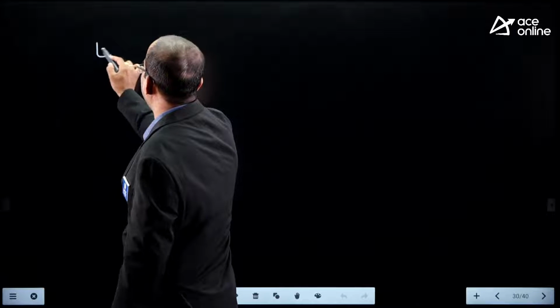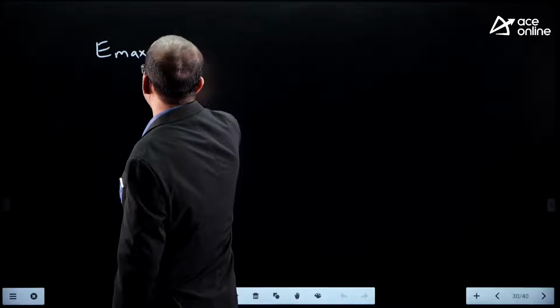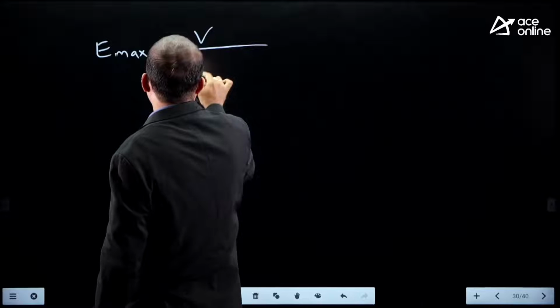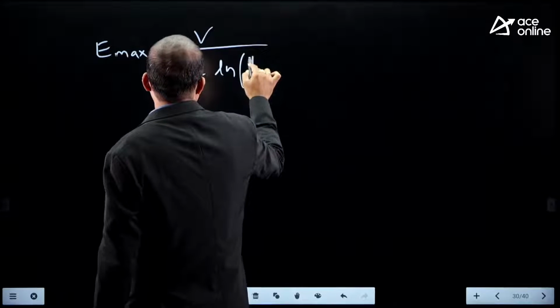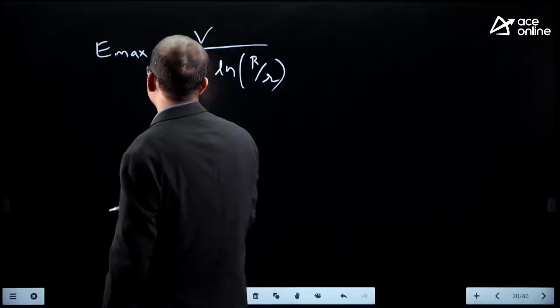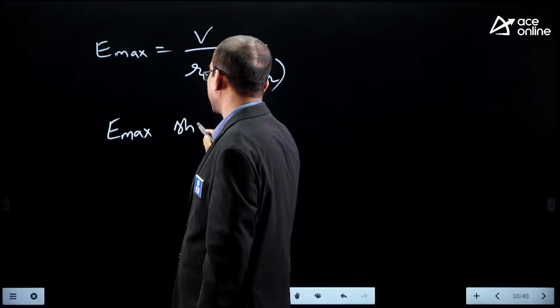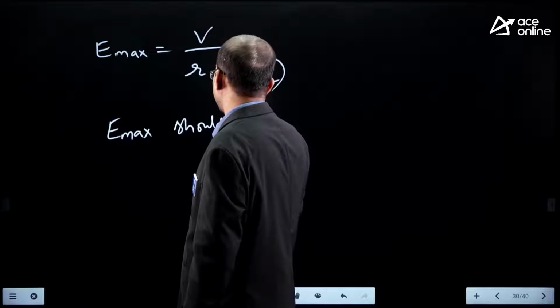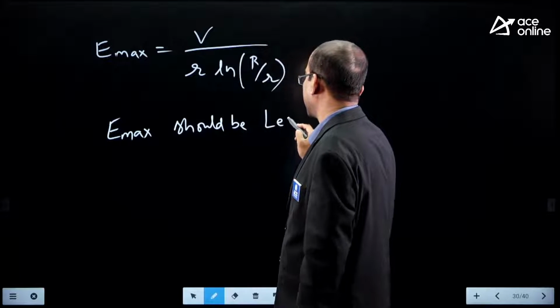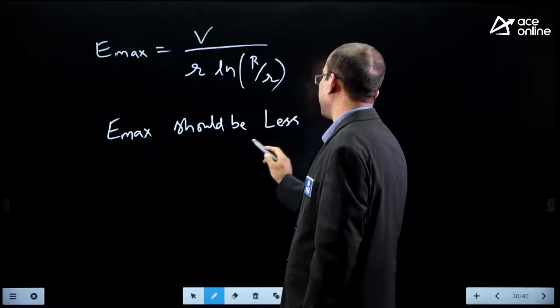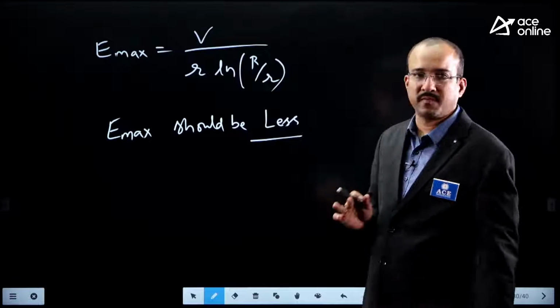So, what is the E maximum value? Maximum stress is V by r ln of capital R by small r. So, E maximum should be low. E maximum should be less, or it should be minimum. Maximum stress should be less.